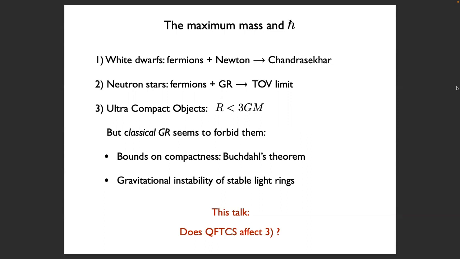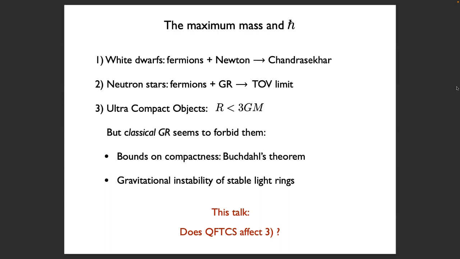That's roughly defined as objects such that the radius is smaller than 3 times the mass. But there's an issue with these objects, and classical GR already gives some results that seem to forbid them. There's more, but I'm just mentioning 2. So the first important thing here is Buchdahl's theorem, which puts a bound on the compactness. I'm going to get to this in a second. And the other one is related to the nonlinear gravitational instabilities associated to stable light rings.